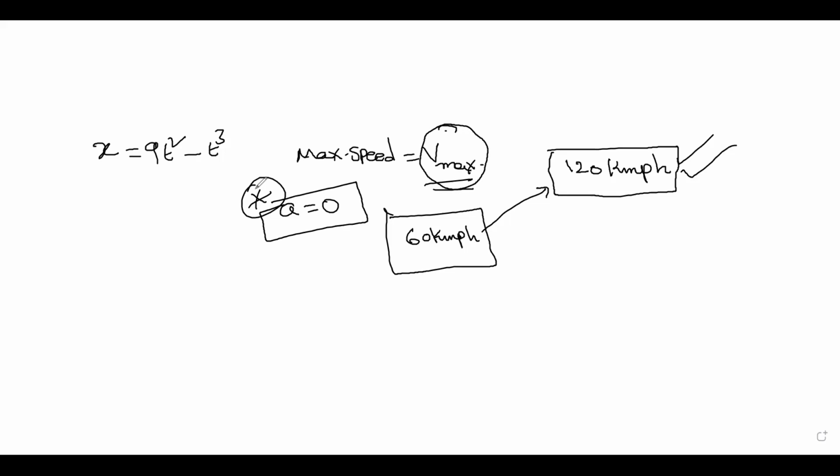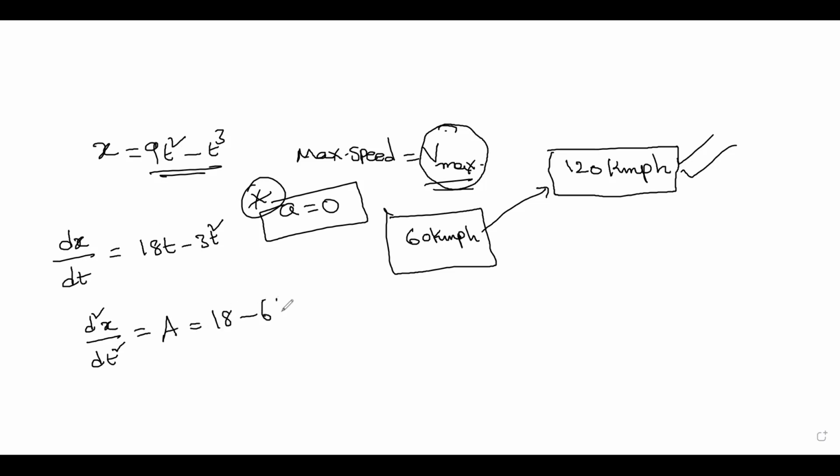Clear, right? And now what do I have to do? Acceleration is zero means take the double derivative. So I had to do dx by dt. dx by dt is 18t minus 3t square is what I get. And now the double derivative is d square x by dt square. That's a double derivative. That is the acceleration. So it becomes 18 minus 6t. The acceleration goes to 0. So you get t is equal to 3 seconds. At t equal to 3 seconds, it attains the maximum velocity.